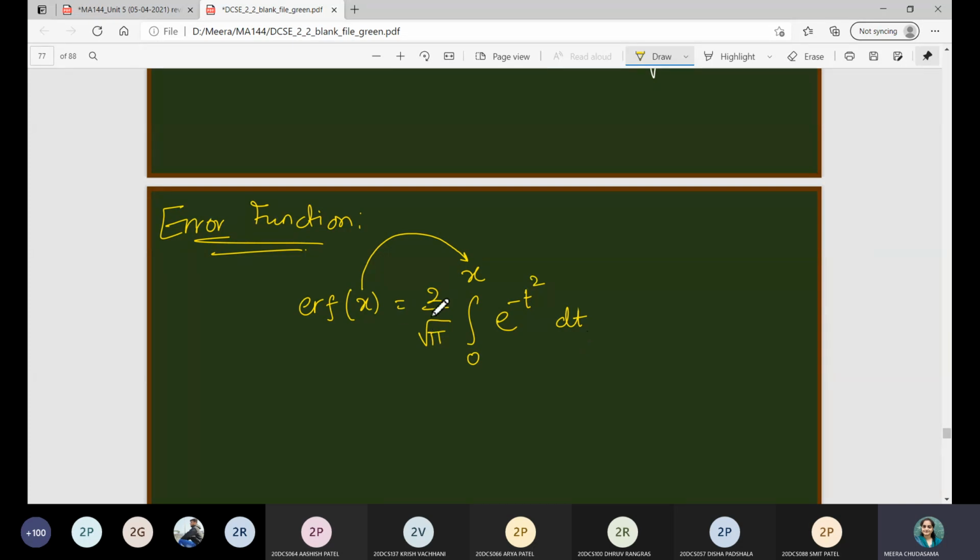2 upon square root of pi remains as a multiple of the integral. The lower limit of the integration should always be 0. The upper limit is the argument of the function, x in this case, and the integrand will be the dummy variable's square, with the negative sign in the exponent of the exponential function, right? So that is the definition.